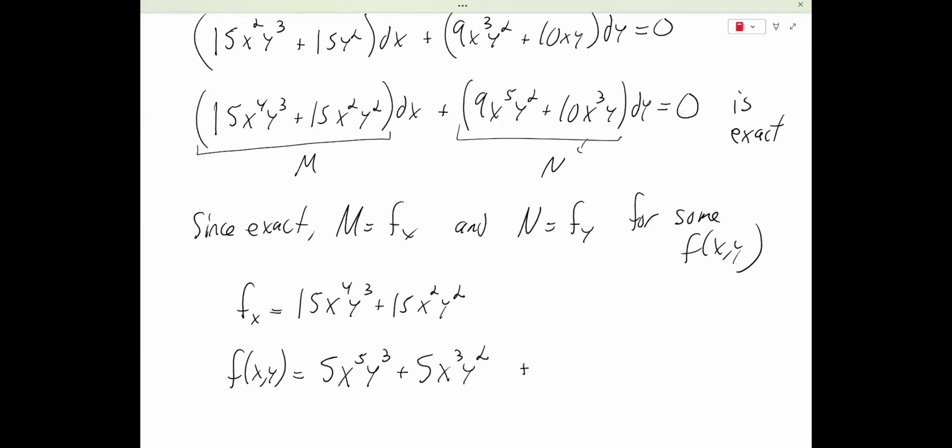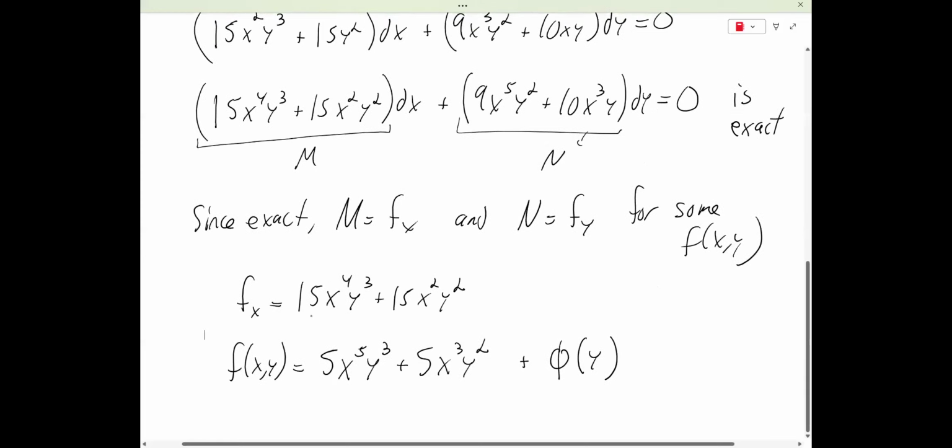Right, plus some function here. What do I use for that? I used a phi, maybe like that, plus some function of y here, like this. You take the antiderivative with respect to x, you get this. And you can check: if you take the partial of this with respect to x, you would get this back here, hopefully, if we did that right.